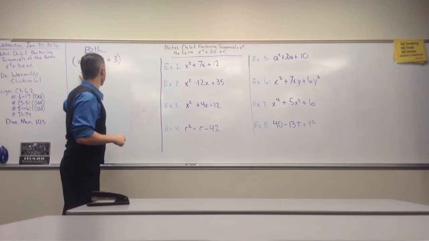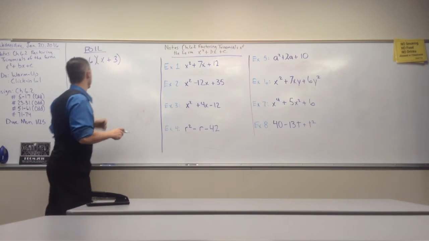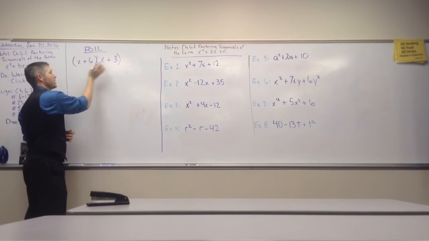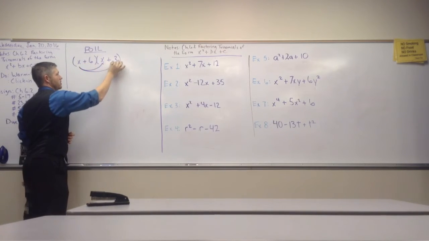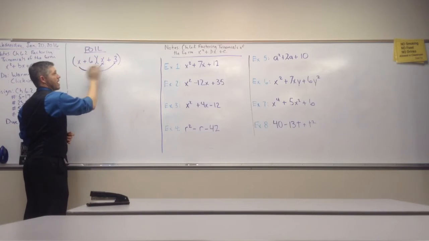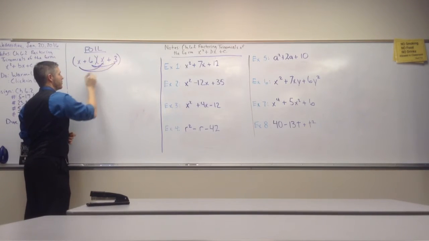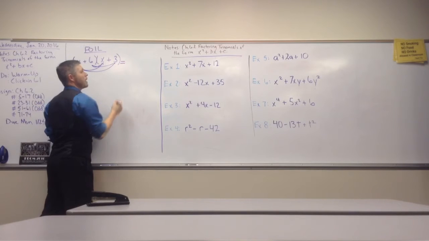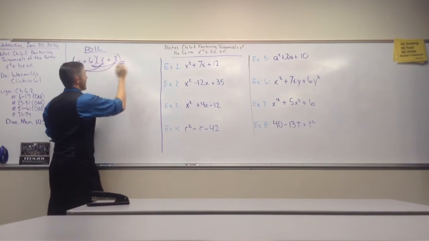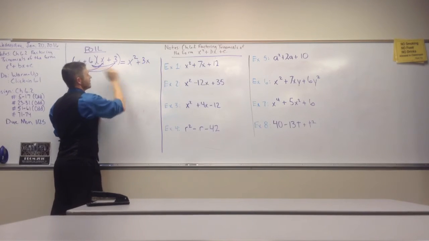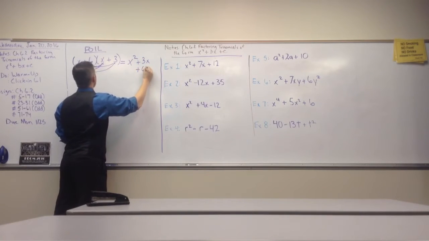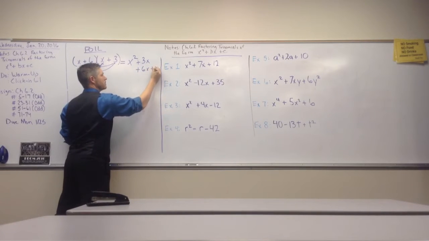Okay, so say you have x plus 6 times x plus 3. The FOIL method means that we multiply the first two, the outer two, the inner two, and then the last two, and we should get a four-term expression. X times x gives me x squared. X times 3 is 3x. 6 times x is 6x, and then 6 times 3 is 18.